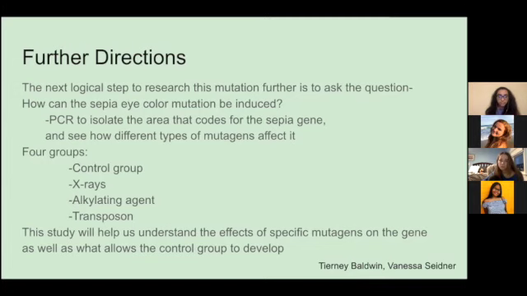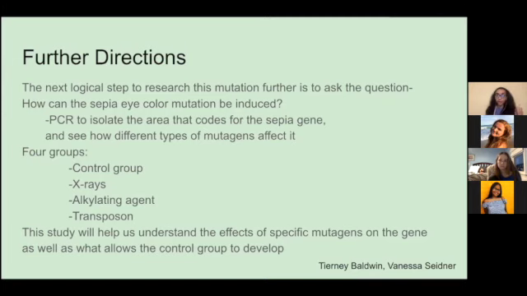So for further directions, the next logical step is to research this mutation and ask the question, how can the sepia eye color mutation be induced? We would use PCR to isolate the area that codes for the sepia gene, and we would see how different types of mutagens affect it.